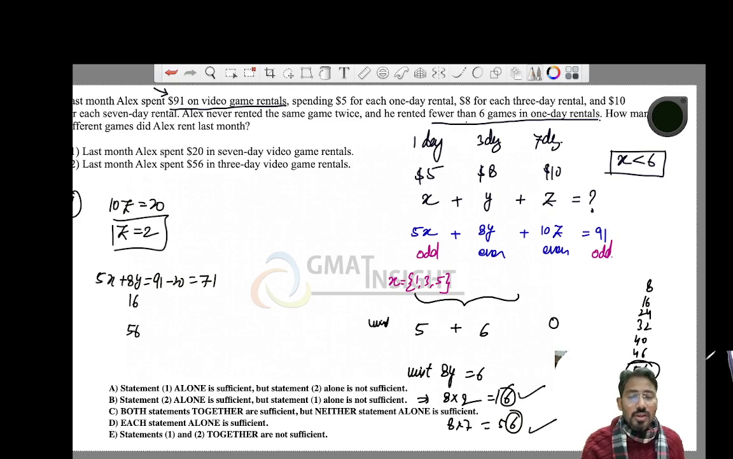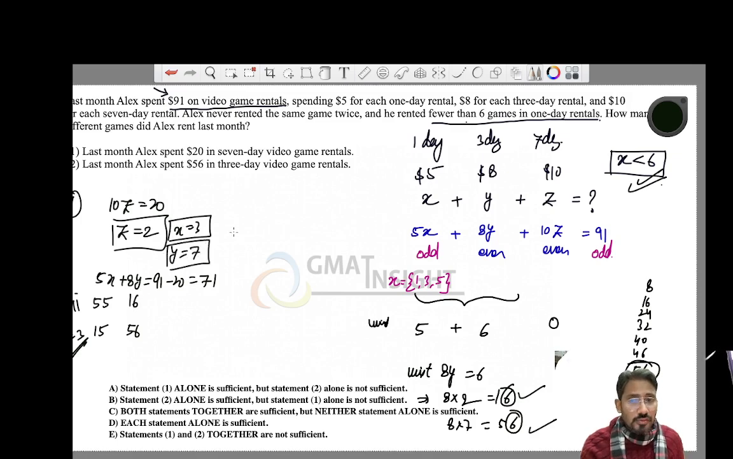Had it been 16, 71 minus 16 leaves you with 55, and that gives you x equal to 11. That doesn't look possible, because we already know that x has to be less than 6. Remember that this information is definitely going to be used somewhere. It's very crucial. Now the second possibility is 8y is 56. That means 71 minus 56 leaves us with 15, and that means x has to be 3. This is the only possibility we have. That means z is 2, x is 3, and likewise we can calculate the value of y as well, which is 7.